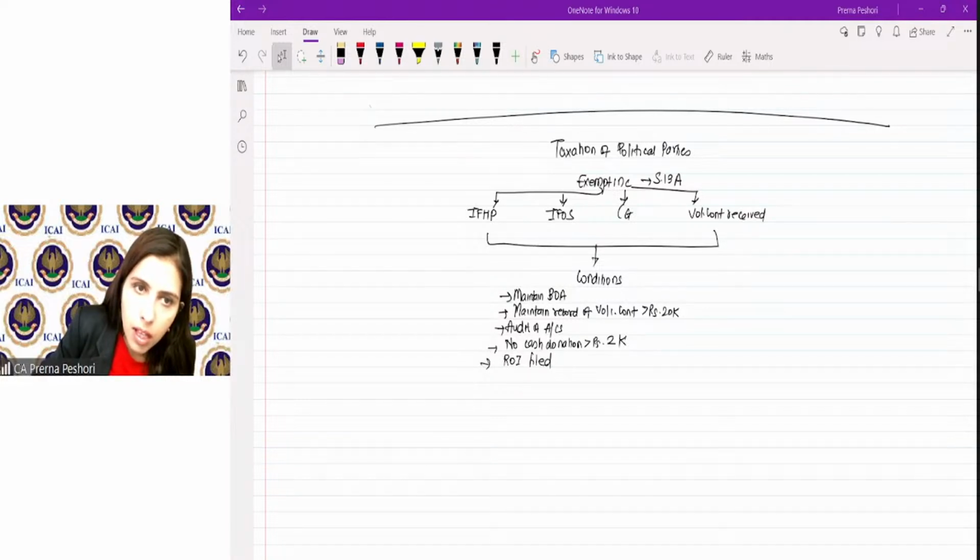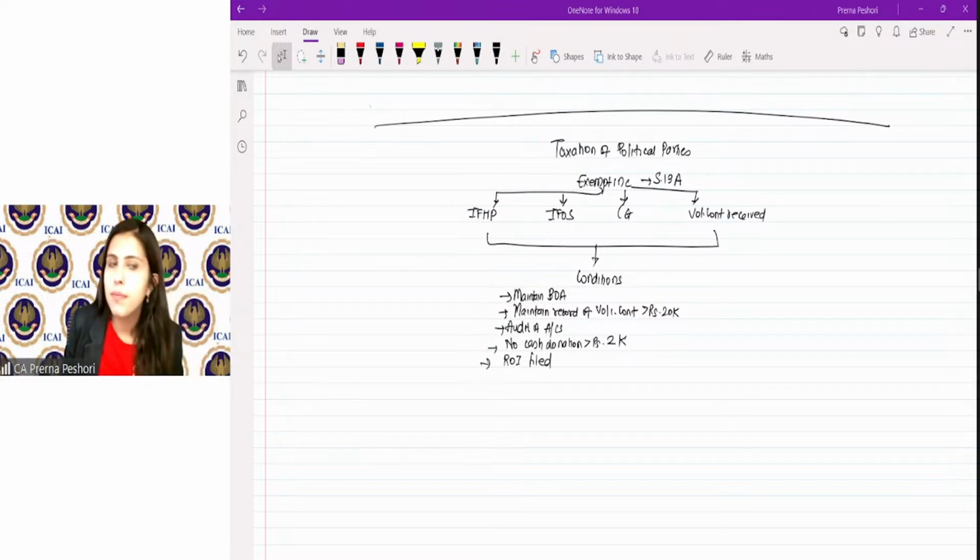Income deemed to accrue or arise in India. And the third one is income received or deemed to be received in India. This is my Section 5 of the Income Tax Act. For a non-resident, what is my scope of total income? Income accruing or arising, income deemed to accrue or arise in India, income received or deemed to be received in India.